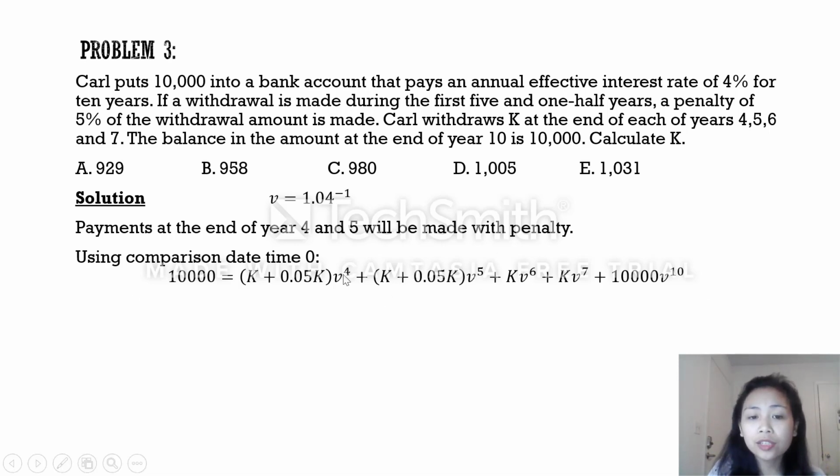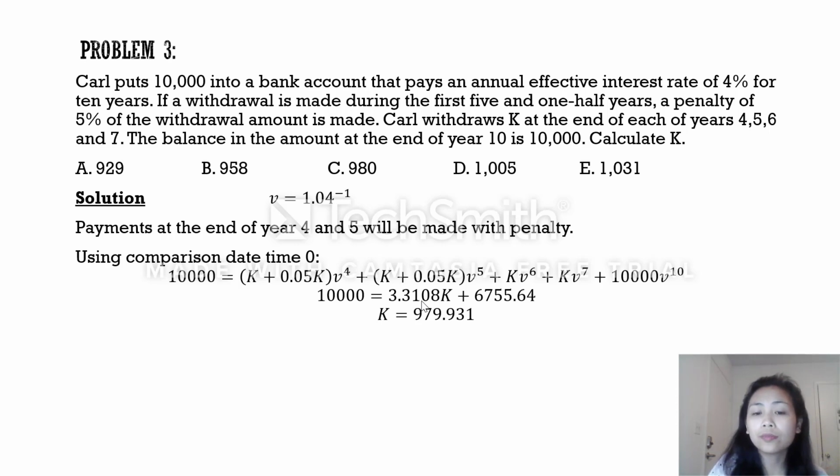And in this equation, V is known. So this equation is just a simple equation of only one single variable K. So we have 10,000 equal to 3.3108 K plus 6,755.64. Solving for K, we have K is about 979.931. So $980 is the answer. So this is the question when some payment, the withdrawals, is unknown.